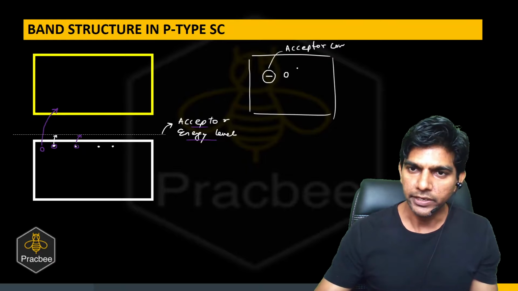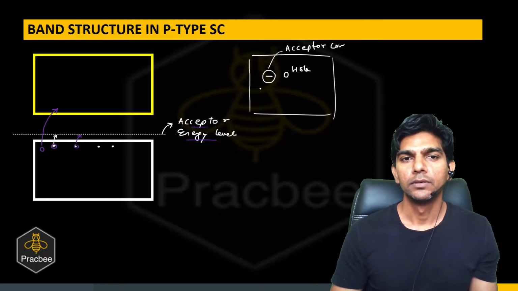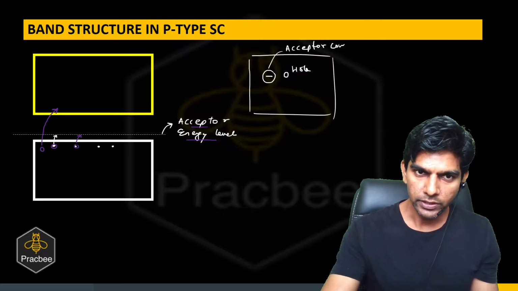And I can also show a hole, right? This is the hole. I hope the band structure is clear to you. Now let us move to the next section.